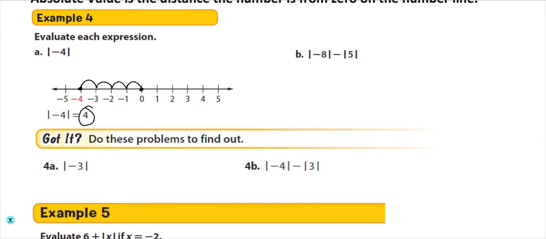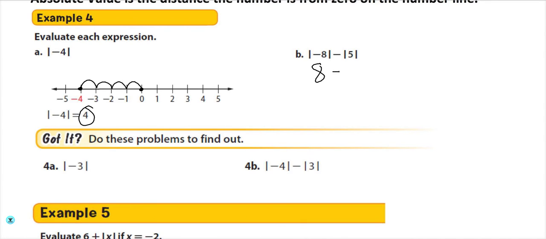All right, let's take a look at letter B. So we have the absolute value of negative 8 minus the absolute value of 5. So again, here's our number line, just visualize it in your head. If I'm at negative 8 and I need to jump to 0, how many jumps is it going to take me to get to the number 0? In this case, it would take 8, right?